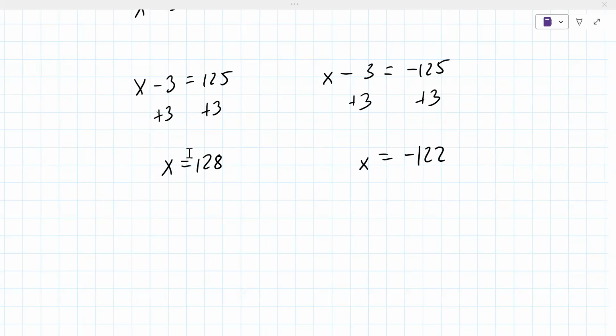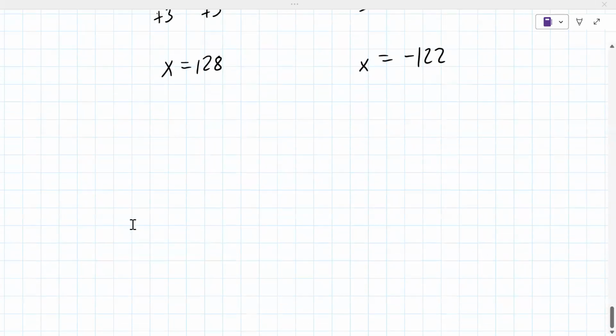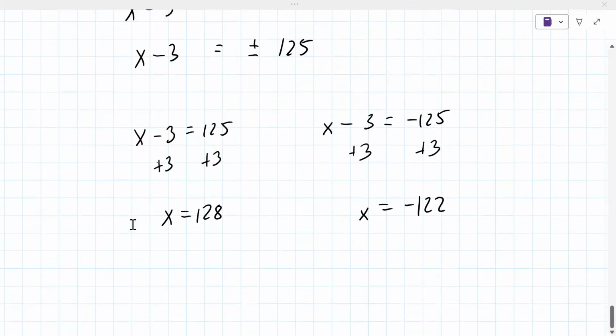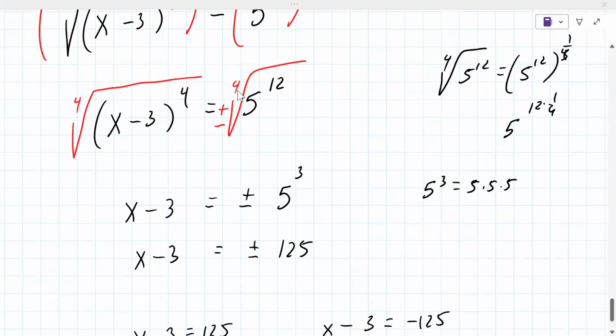So yeah, I guess we had to assume it would be a square root or cube root. Yeah. Well, whenever it's an even root, it's plus or minus. Okay. A lot of students forget that. Negative 122. Okay.